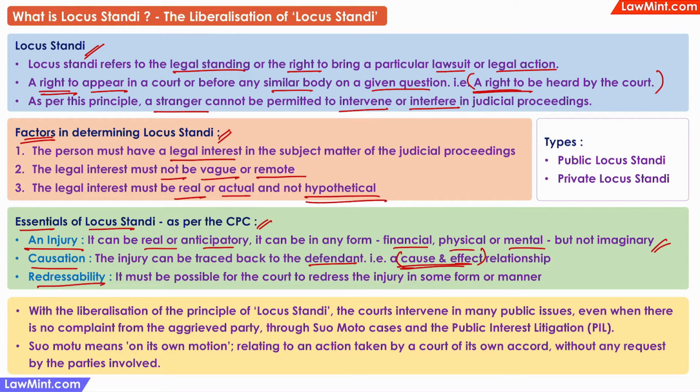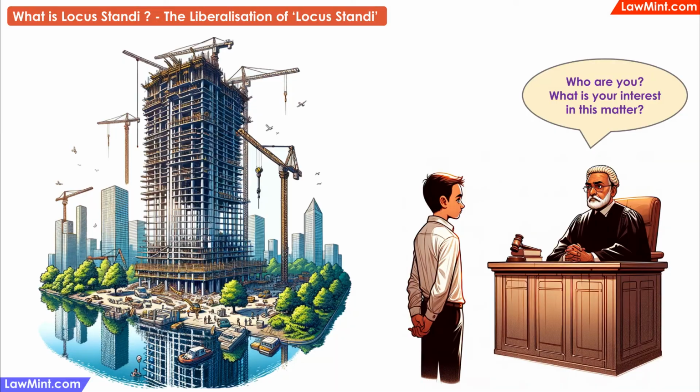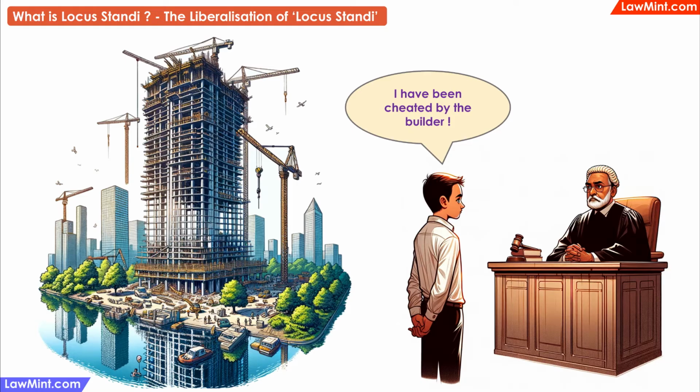The third is redressability. That is, it should be legally and practically possible for the court to redress the injury in some form or manner. There are two types of locus standi, public and private. Suppose a person is filing a case against a builder about an apartment. If the builder has not delivered the apartment on time or has cheated the person in some way, then the person has suffered a personal financial injury because of the builder. So the person has a private locus standi.